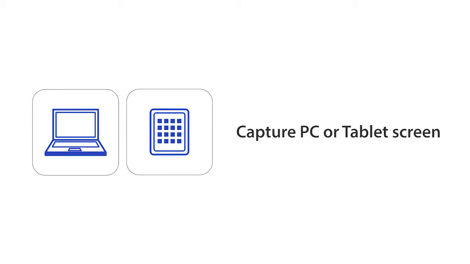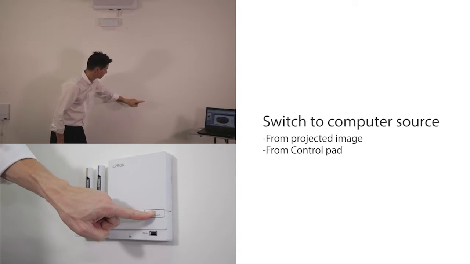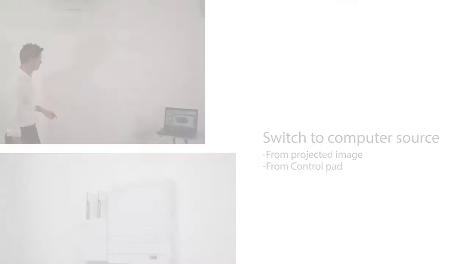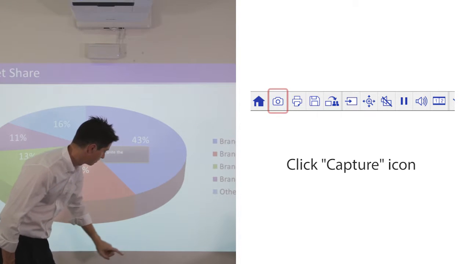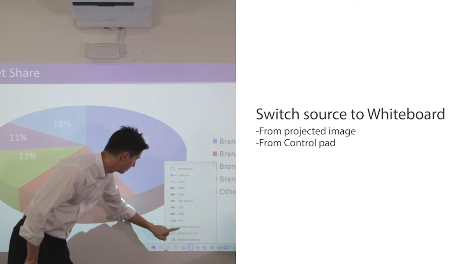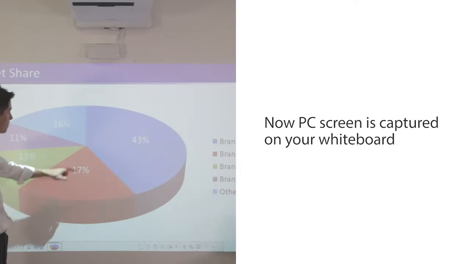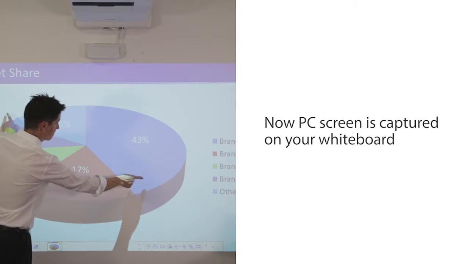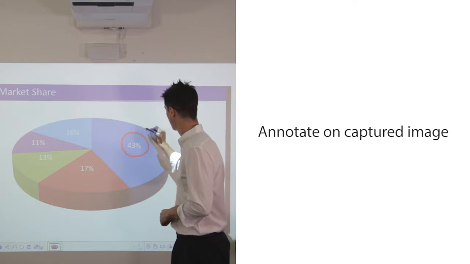Capture PC or tablet screen. Switch to computer source from the projected image or control pad. Click Capture icon on the projected image. Switch source to go back to whiteboard mode. Now PC screen is captured on your whiteboard. You can edit the captured image freely. You can annotate on the captured image.